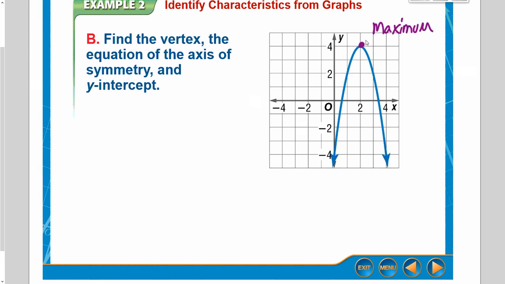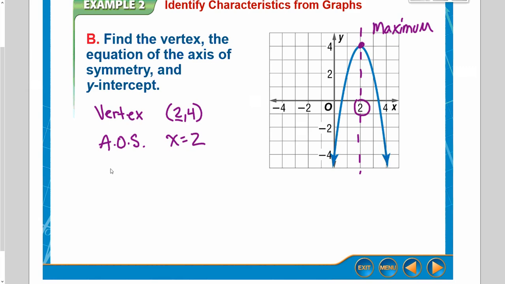Okay, and this is the point. So when I say the vertex, we're looking at the point of (2, 4). It's just the coordinates of this point. Now the next thing it says is the axis of symmetry. Well, the axis of symmetry is a vertical line, right? Which means that the equation is always x equals. And what does x equal? It equals 2.